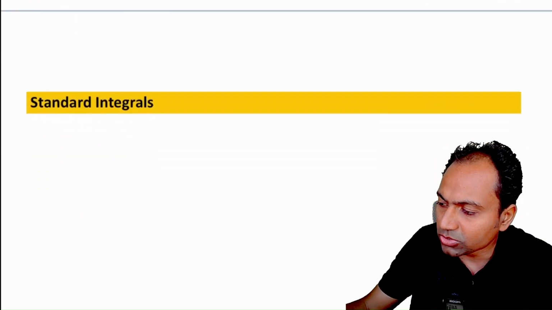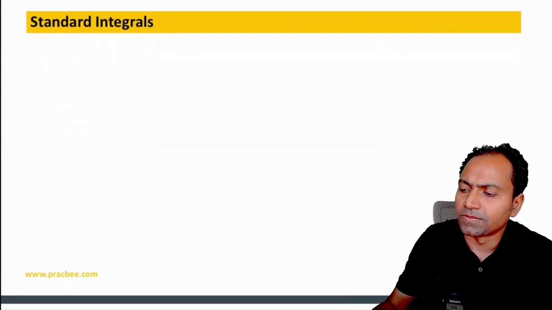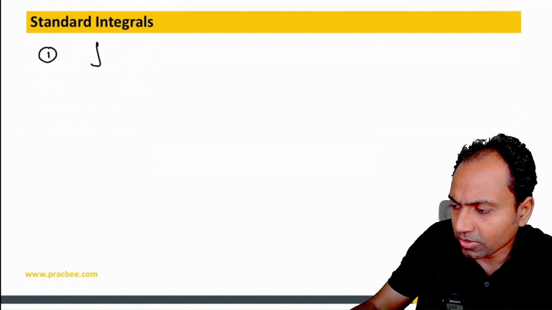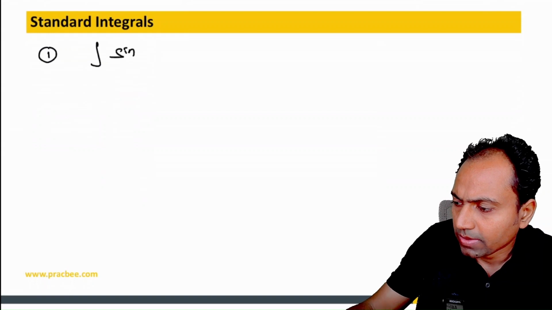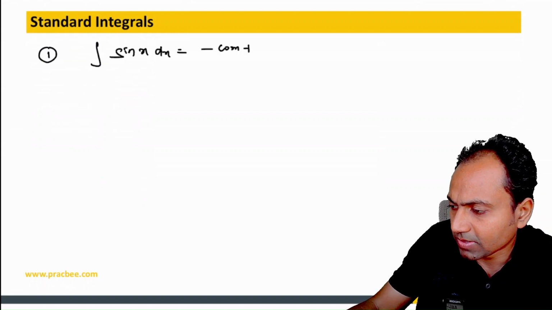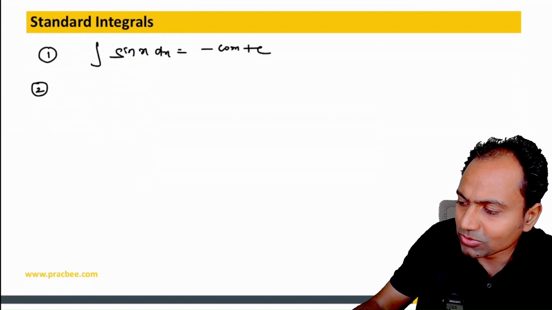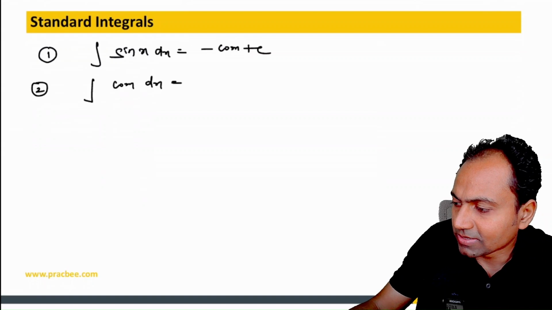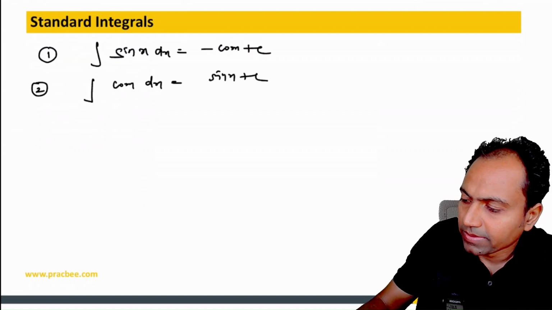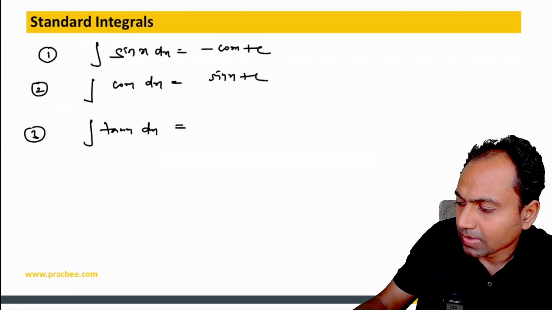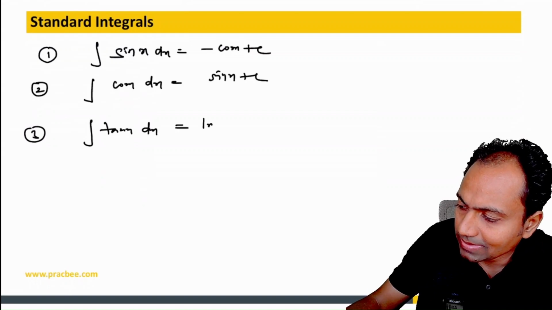If I want to do this, you will want to know what are the standard integrals. So now let us start systematically. So if we have trigonometric function and we have sin x dx, the integral is minus cos x plus c. This c is very important. Please do not miss it out. Then if you have cos x, then the answer is sin x plus c. Then third part, if we have tan x, it is ln sec x.